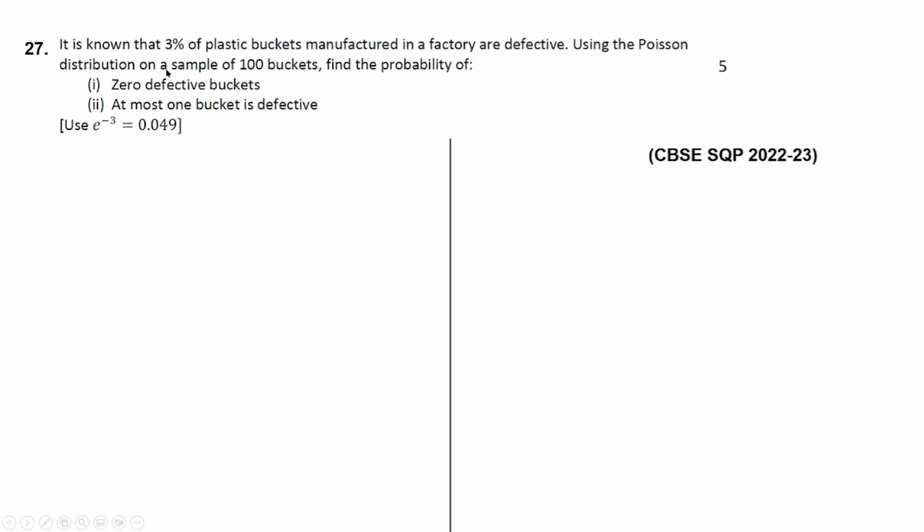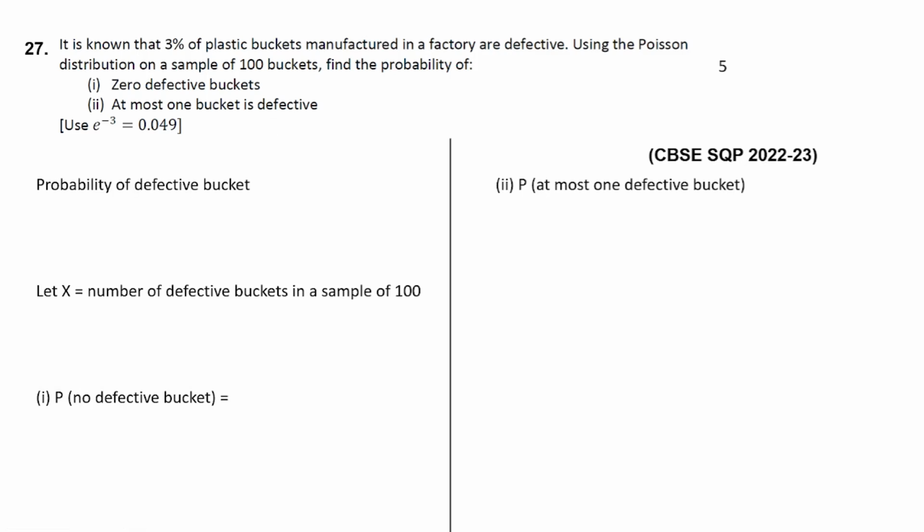So here we can see that 3% of plastic buckets manufactured in a factory are defective. We have to use Poisson distribution. In a sample of 100 buckets, we have to find the probability of each of these. So the probability of a defective bucket, P, is given as 3%, or 3 by 100. The number of buckets, N, is 100. We have lambda equal to NP, which is 100 into 3 by 100, equal to 3.